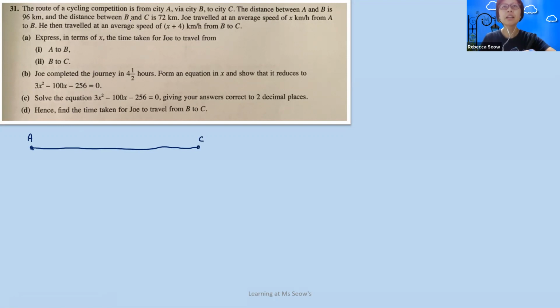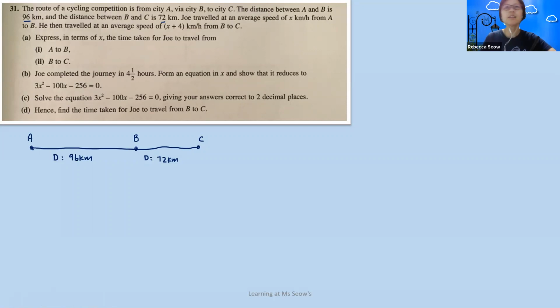Now, distance between city A and B is 96 kilometers as mentioned in the question. The distance between B and C is 72. So I would say that B is probably nearer to C than to A. So I would put B somewhere here. And distance between A and B, 96 kilometers. Distance between B and C, 72 kilometers. So that would be like the summary of the first 2 sentences.